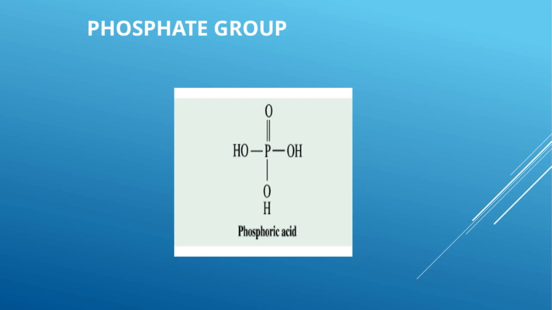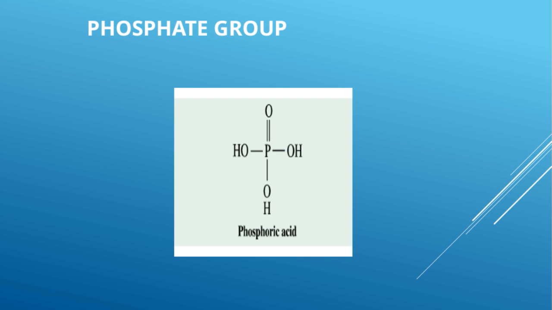Let's take a closer look at the phosphate group. This is a crucial component in many biological molecules, especially nucleotides and nucleic acids like DNA and RNA. The phosphate group consists of a phosphorus atom bonded to 4 oxygen atoms. It plays a key role in storing and transferring energy within cells, such as in the form of ATP.